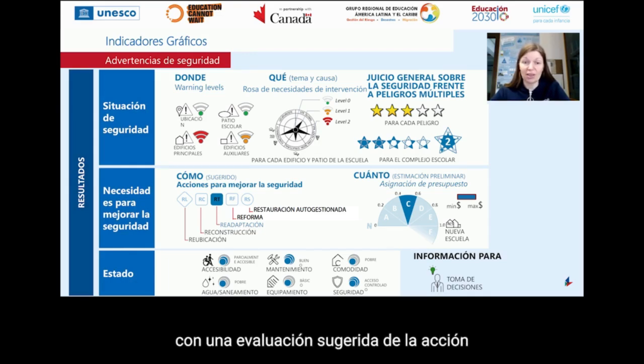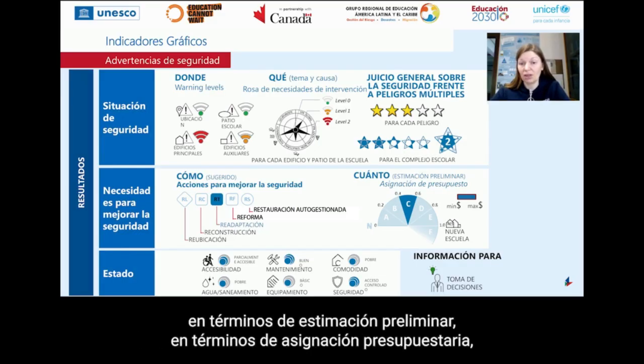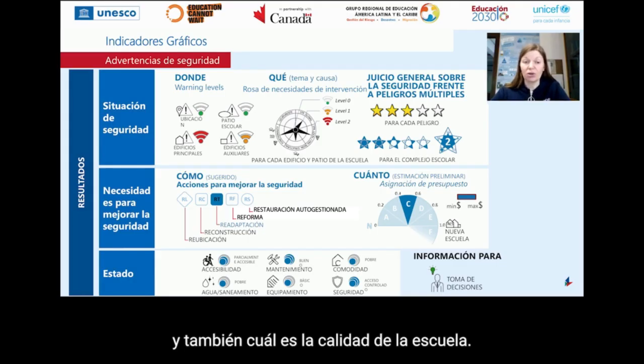Then the indicators allow us to answer the question of how to upgrade the safety, with a suggested indication of the safety upgrading action, and how much the upgrading would cost as a preliminary estimation in terms of budget allocation, and also what is the quality of the school, so the status of the school assessed.